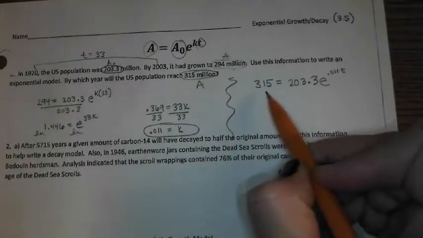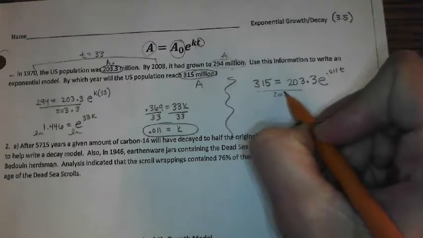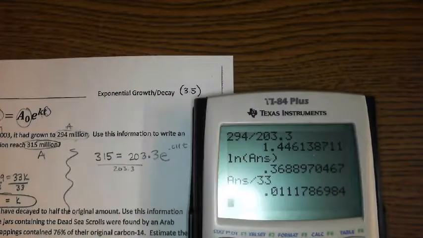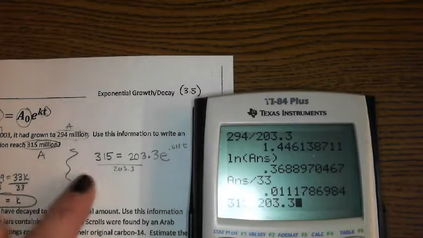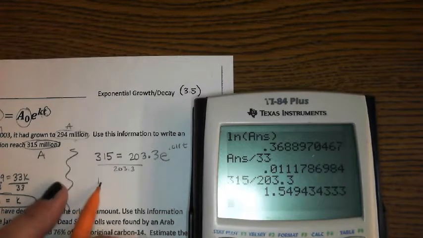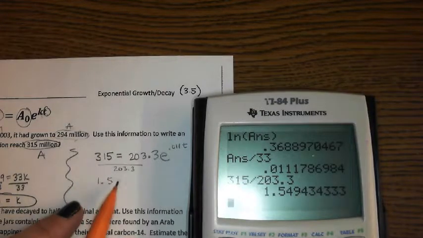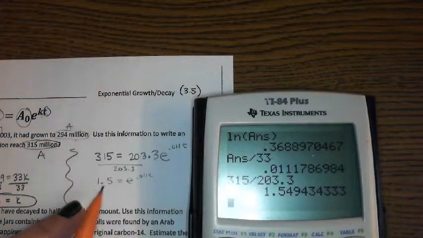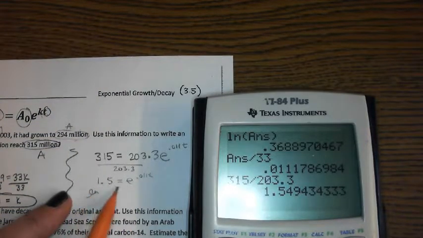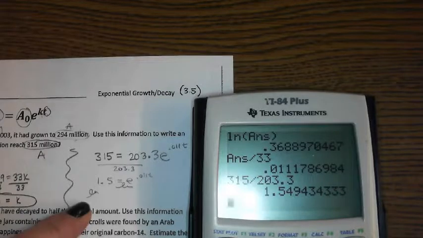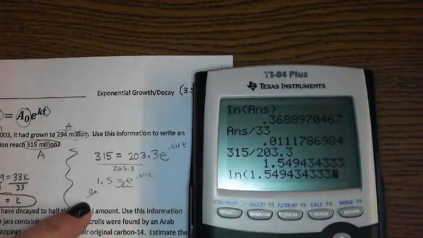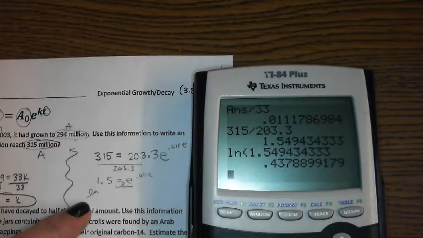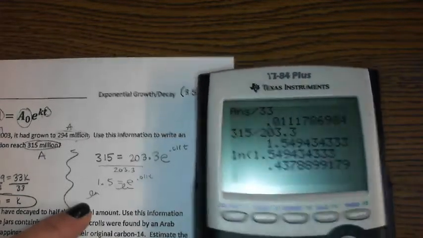So again, I'm going to start by dividing both sides by 203.3. So 315 divided by 203.3. Get that answer. It's 1.5-ish is all I'm going to write. I'm going to natural log both sides. So the natural log of that number gives me 0.438-ish.